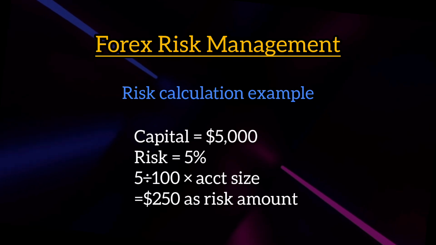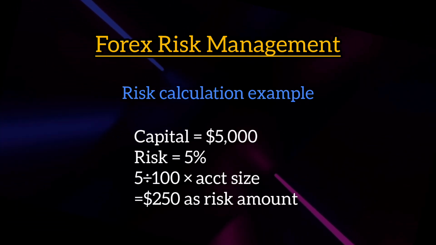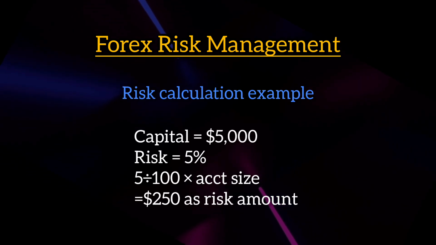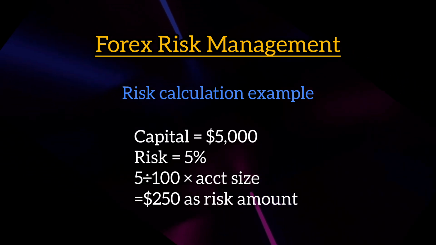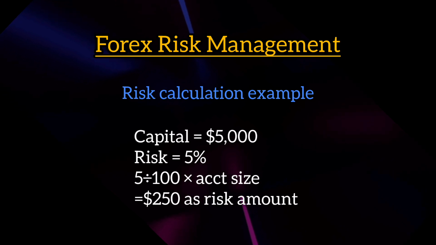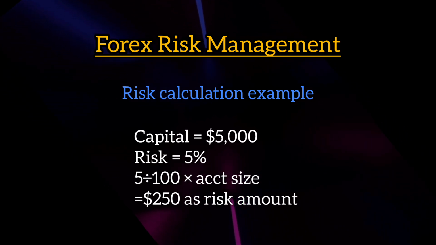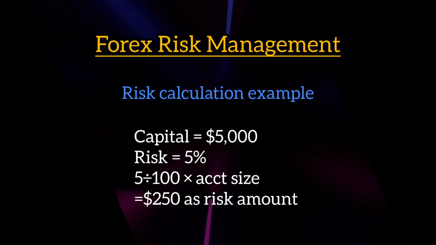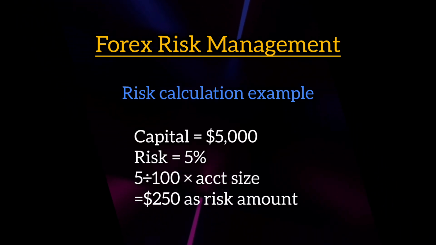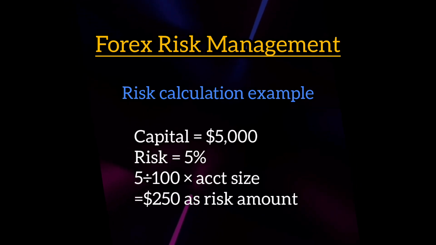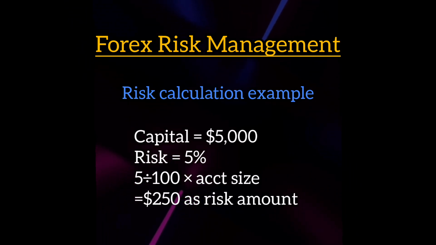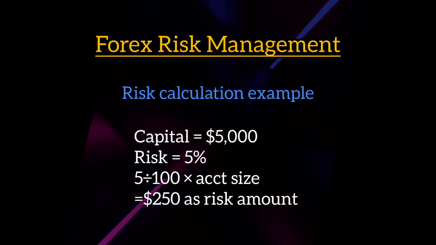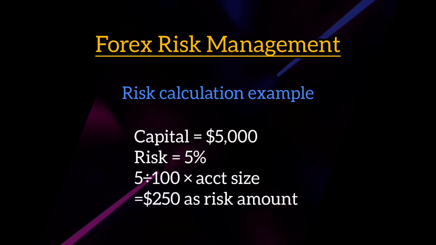From the instruction I gave, $5,000 is a big account, so you have to risk not less than 5%, okay? And we are risking 5% of this account. So 5% of $5,000 is $250. In order to calculate your percentage risk, since we are risking 5%, it's 5 divided by 100 multiplied by your trading account, which is $5,000. It gave us $250. So we are risking $250 in this trade.